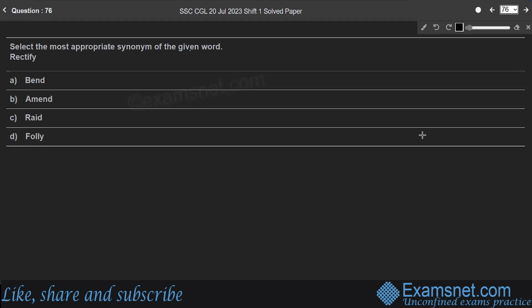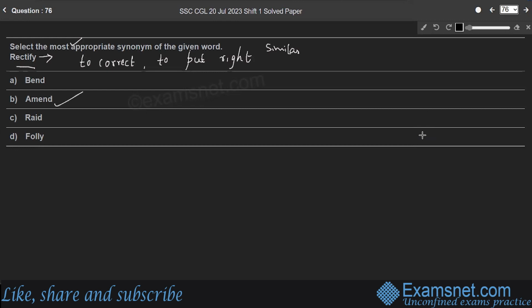Question 76. Select the most appropriate synonym of the given word. Here the word is rectify. Rectify means, students, to put right or to correct. For example, you should rectify your error before it's too late. That means you should correct your error before it's too late. Synonym means a similar meaning of the given word. So the synonym of rectify is amend. Option B is the right answer.